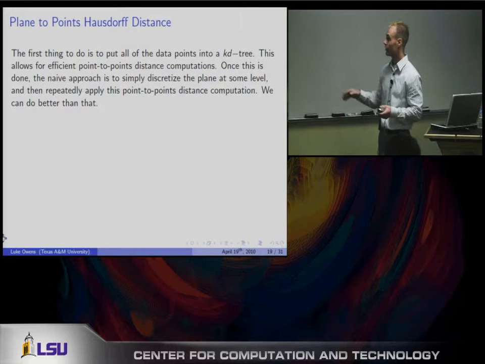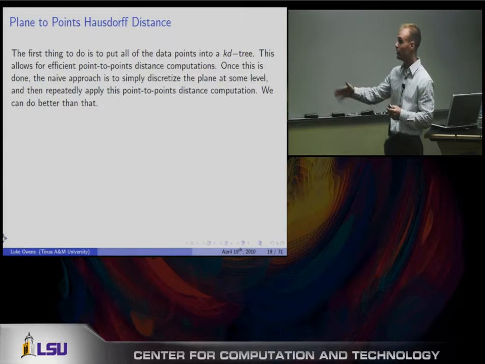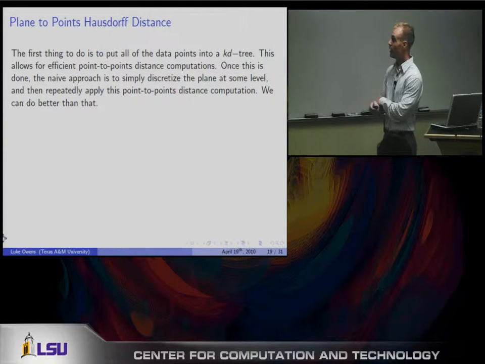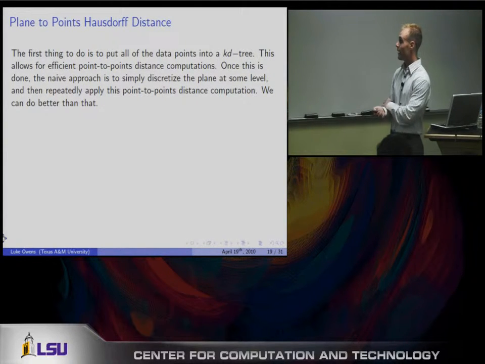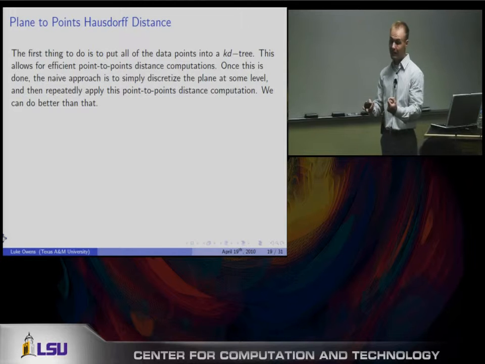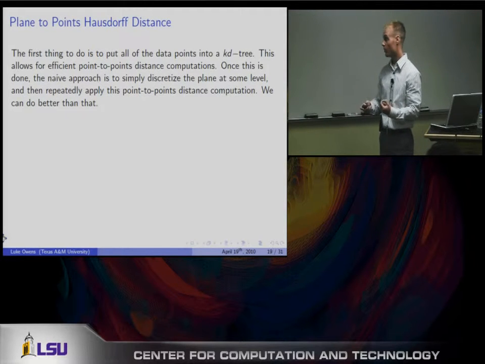This we use other software to do. We didn't have to write this, so whatever it does, it does. ANN, the approximate nearest neighbor library, we're about to implement that. It can do this KD tree stuff. And what that allows us to do is take a point on our surface and compute the distance from that point to our set of data points, which are now in this KD tree, basically as quickly as you could hope. Right?